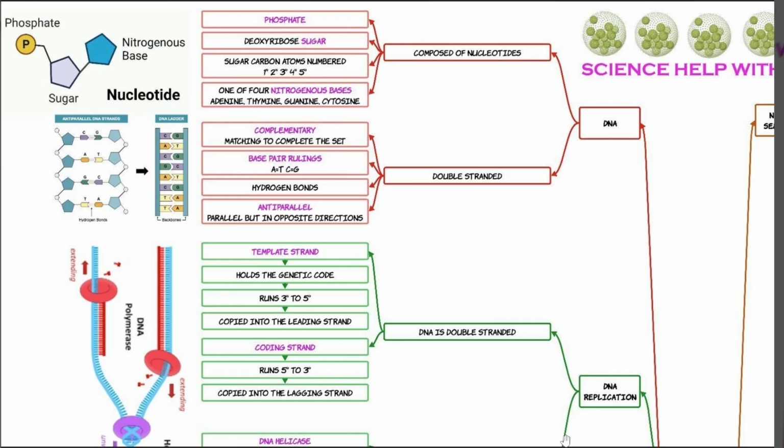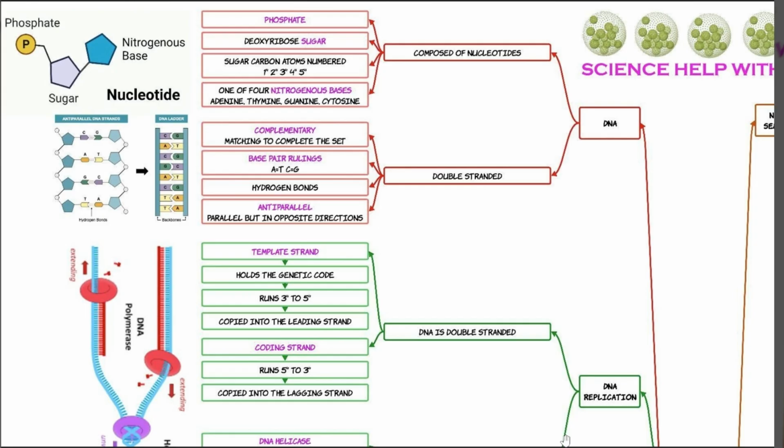First of all, there's DNA. DNA is composed of nucleotides. A nucleotide is composed of a phosphate, a deoxyribose sugar, and one of four nitrogenous bases, being adenine, thymine, guanine, and cytosine. DNA is double-stranded.